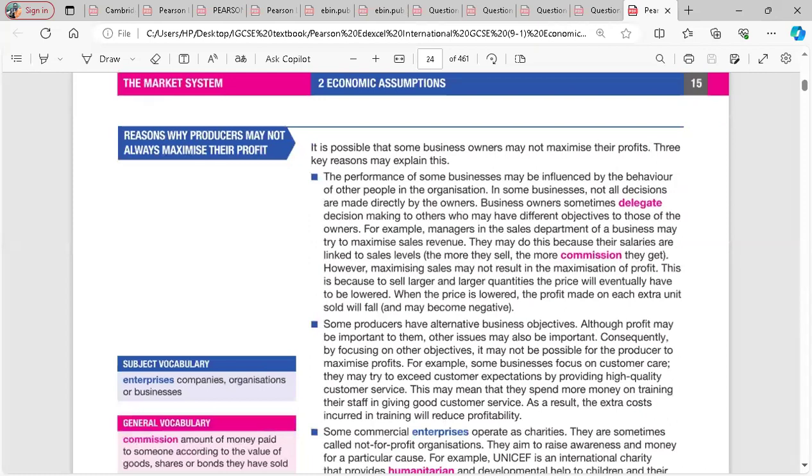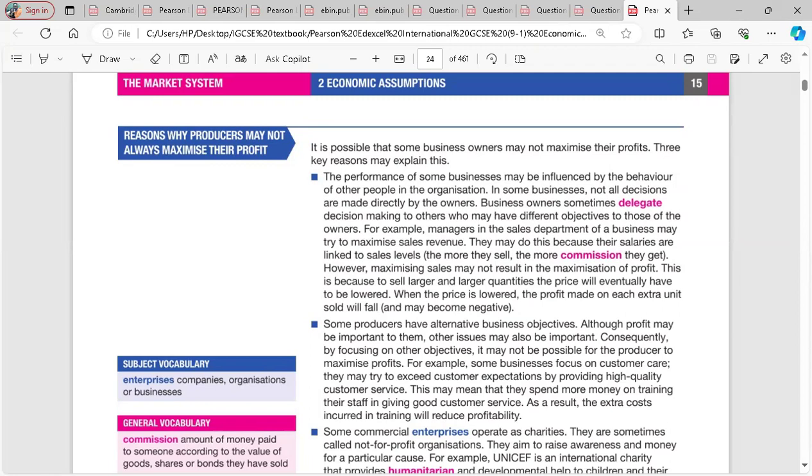So for the producers, what would make them not maximize their profit? The first one: the performance of some businesses may be influenced by the behavior of other people in the organization. In some businesses, not all decisions are made directly by the owners. So owners sometimes delegate decision making to others who may have different objectives to those of the owners. There's delegation. That's one of the reasons why producers might not maximize their profit.